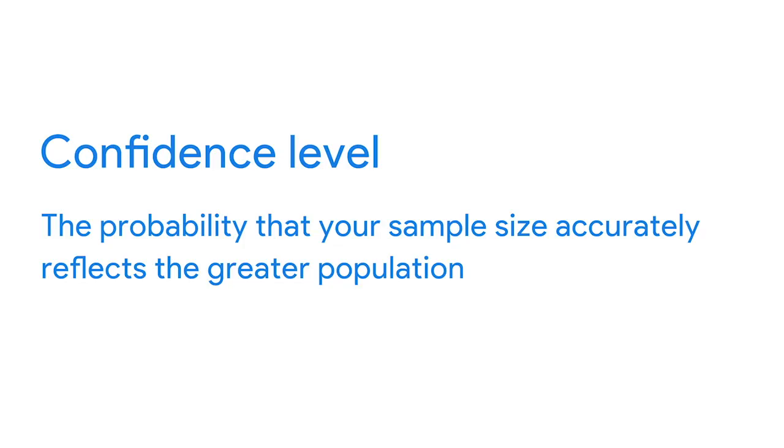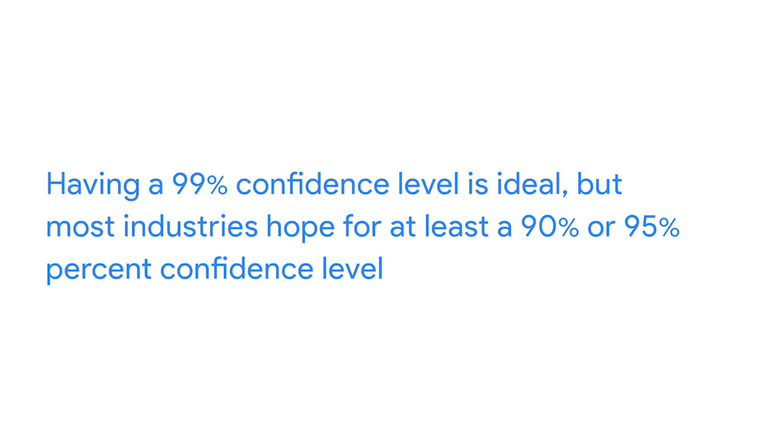We've talked about population size before. To build on that, we'll learn about confidence level and margin of error. Knowing about these concepts will help you understand why you need them to calculate sample size. The confidence level is the probability that your sample accurately reflects the greater population. You can think of it the same way as confidence in anything else. It's how strongly you feel that you can rely on something or someone. Having a 99% confidence level is ideal, but most industries hope for at least a 90 or 95% confidence level.